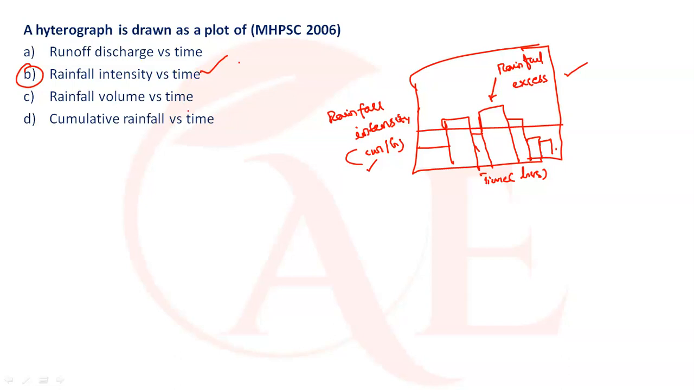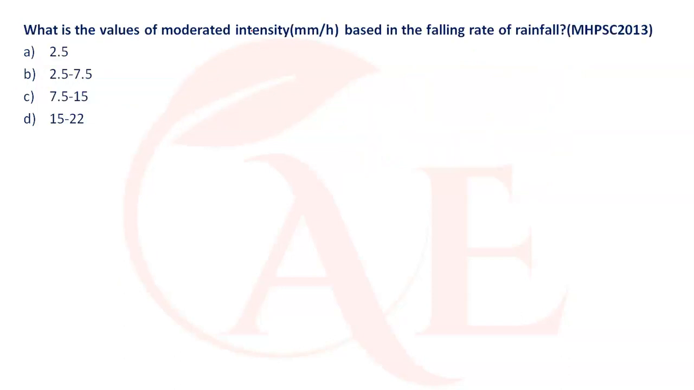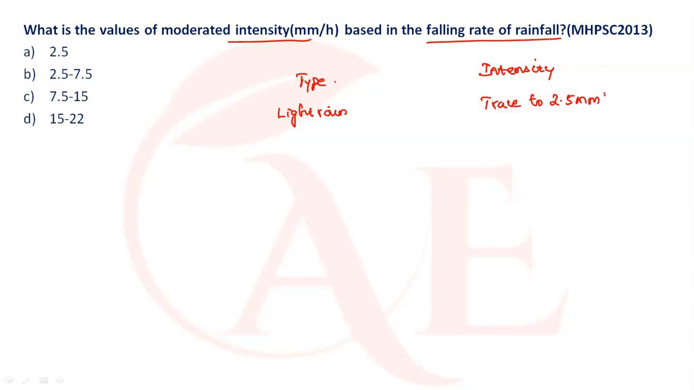When coming to the hydrograph, it is a plot of discharge versus time. Next question. What is the value of moderate intensity based on the falling rate of rainfall? We want to find the value of moderate intensity. There is a table representing the type and its intensity. For light rain, when the rain is very light, the intensity should be within trace to 2.5 mm per hour. For moderate intensity of rain, the intensity should be within 2.5 mm per hour to 7.5 mm per hour.